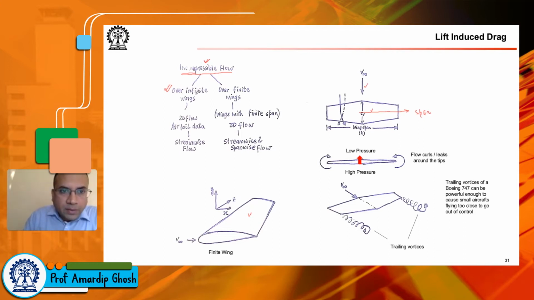So for infinite wings, since we do not have the wing tips, the wing extends forever, and your airfoil cross section is fixed. It's a given cross section, it extends to infinity. So there is no span-wise flow. Everything is just stream-wise. So if you take a cross section at any location of the wing, you will see exactly the same flow field.